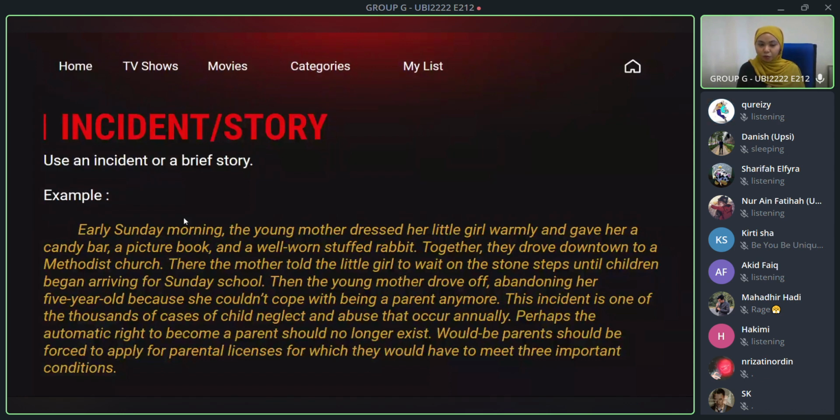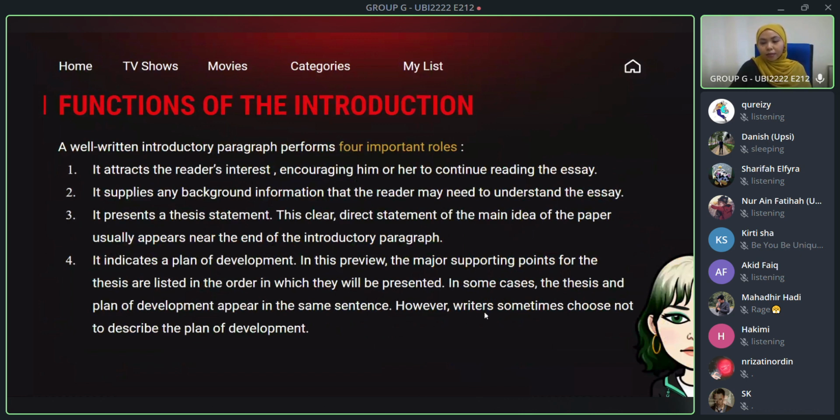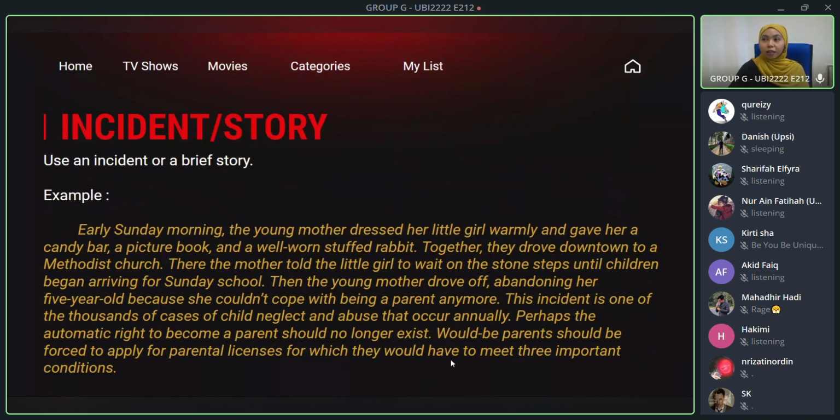Would-be parents should be forced to apply for parental licenses for which they would have to meet three important conditions. So look again at this part. However, writers sometimes choose not to describe the plan of development. In the previous examples that we have been looking at, each thesis statement includes all three main ideas, listed in the order they will be presented. But sometimes the writers choose not to describe the plan of development, like this one. It means they give you a rough idea, but they do not specify what. For example, would-be parents should be forced to apply for parental licenses for which they would have to meet three important conditions.